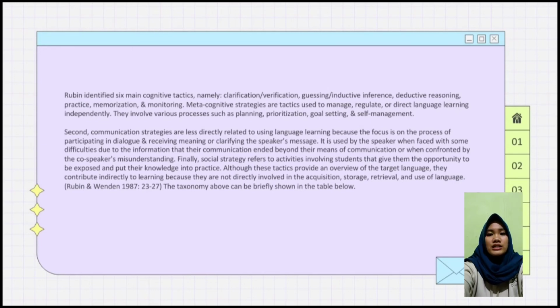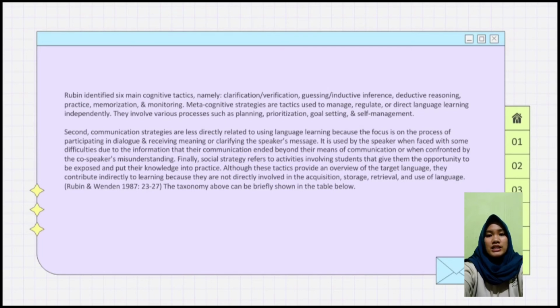Second, communication strategies are less directly related to language learning because the focus is on the process of participating in dialogue and receiving meaning or clarifying the speaker's message. They are used by the speaker when faced with difficulties because their communication has gone beyond their means of communication, or when confronted by the co-speaker's misunderstanding.